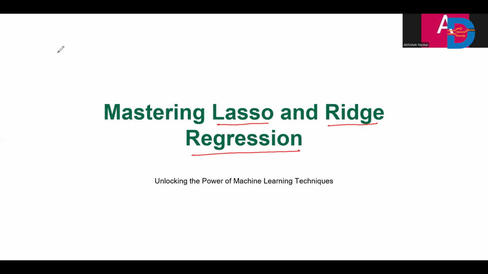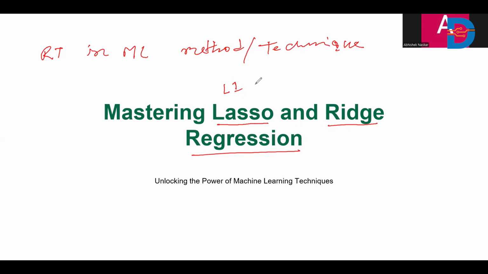So basically, what is a regularization technique? A regularization technique in machine learning, or ML, is a method or technique used to prevent the overfitting issue. So what is overfitting? Basically, overfitting means that a model performs well with the training data, but does not give the proper predictions with the testing data. That's called overfitting. To reduce overfitting, we have some regularization techniques. One is Lasso and Ridge regressions. Lasso is also known as the L1 regularization technique, and Ridge is also known as the L2 regularization technique.